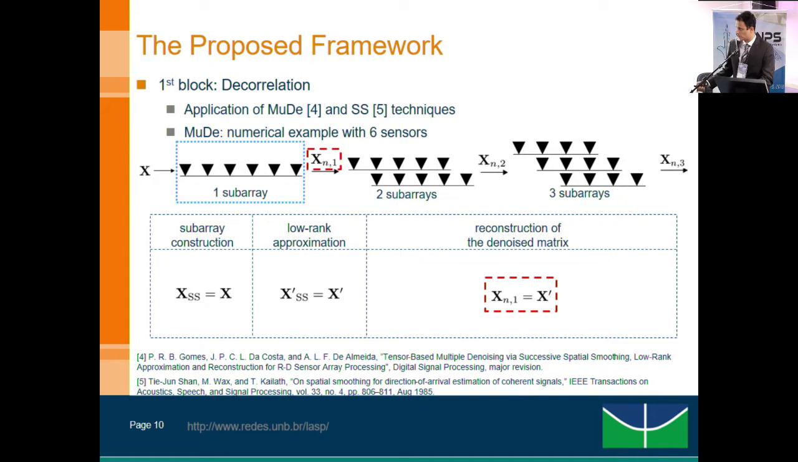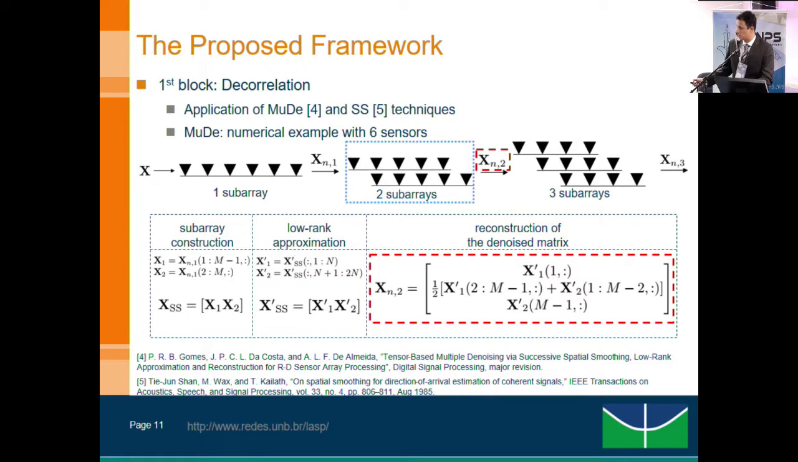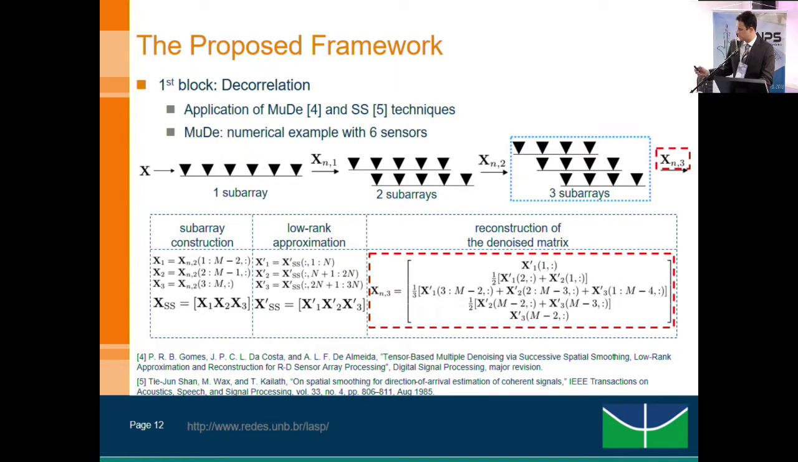The first step is to construct the subarrays, where the sensor array is divided into several subarrays. In the first iteration of the algorithm, the array is divided into one subarray, which is logically equal to the sensor array. The output of each step is the input of the next step. In the second step of the algorithm, the sensor array is divided into two subarrays. This is the output of this step. And in the third step, the sensor array is divided into three subarrays. The output of each step is the input of the next step.